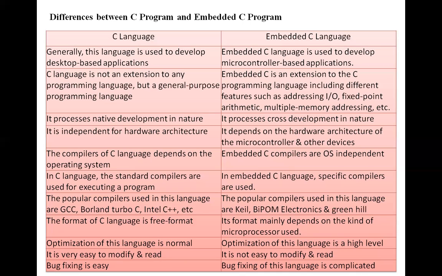The second point that I would like to tell you is that C language is not an extension to any programming language, but a general purpose programming language, right? But embedded C is an extension to the C programming language, right? Okay, when you talk about the C programming language, C is not an extension, but embedded C comes from the C programming language. So it includes different features like addressing, IO, fixed point arithmetic, multiple memory addressing, etc.